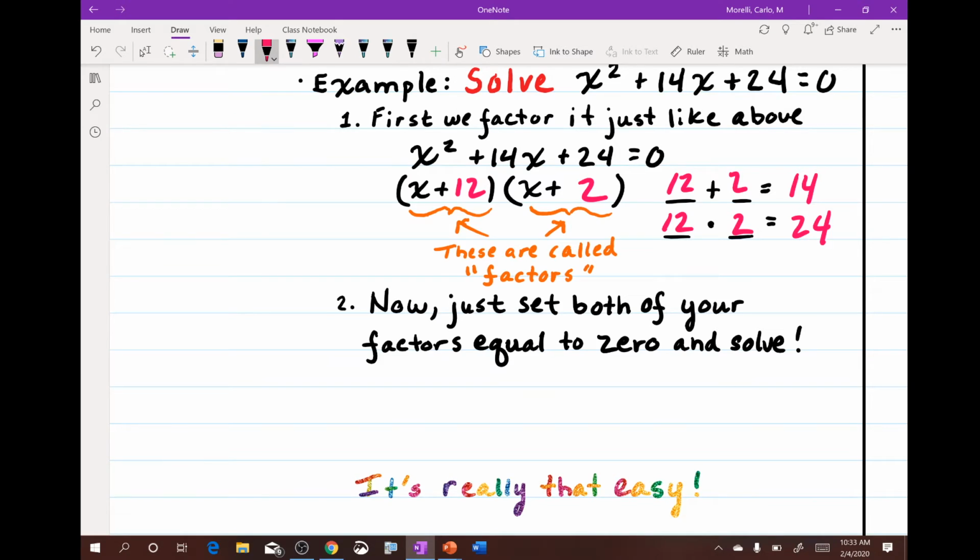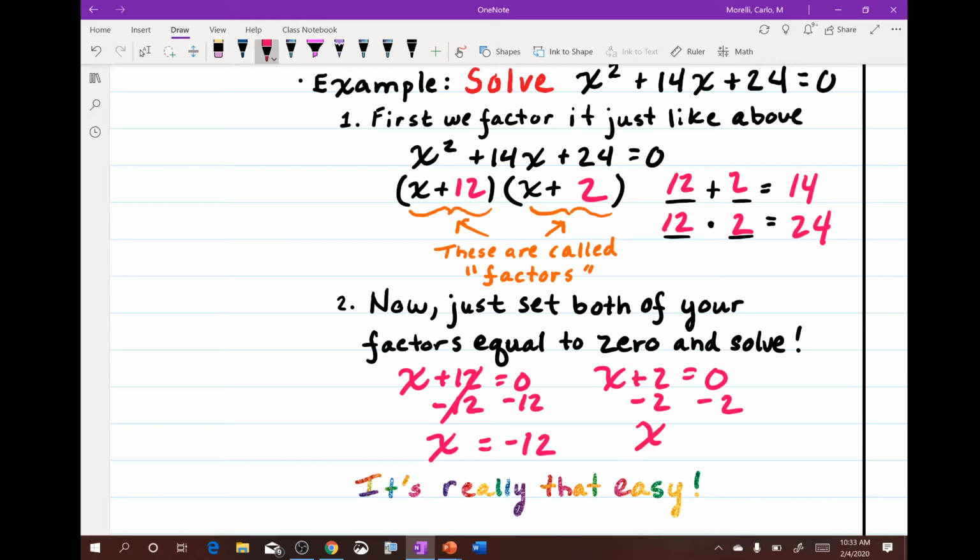Now, here's how we solve the quadratic. There's going to be two solutions. You do x plus 12 equals 0 and x plus 2 equals 0. Now you solve these little tiny simple math problems. So x equals negative 12 and x equals negative 2. See that?